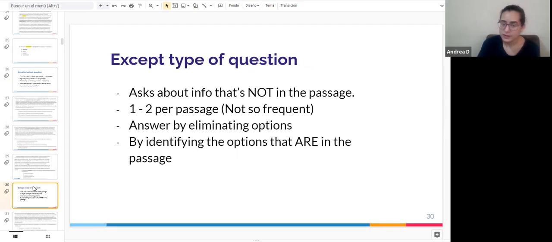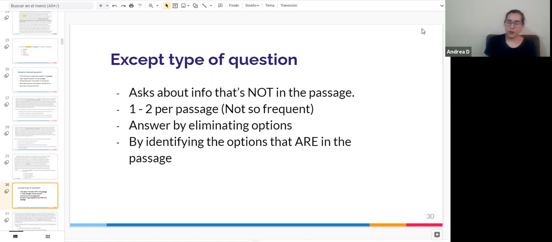So now let's look at the exact type of questions. We haven't done this last class, have we? All right. I'm not so sure. Okay. So for this type of question, guys, they're going to be asking you for information that's actually not in the passage. So it's pretty similar to the detail questions. It's something very specific, very detailed. But in this case, they're not going to be asking you for something that's mentioned, but in contrast, they're going to be asking for something that's not there.